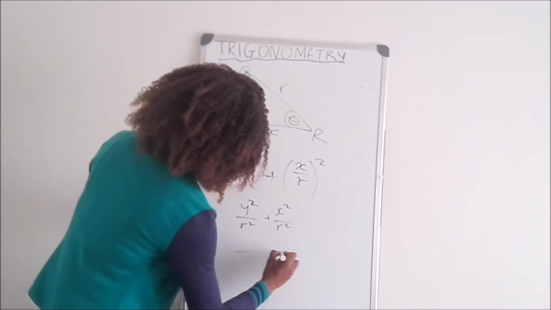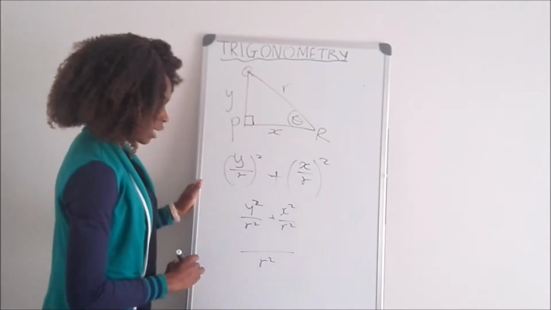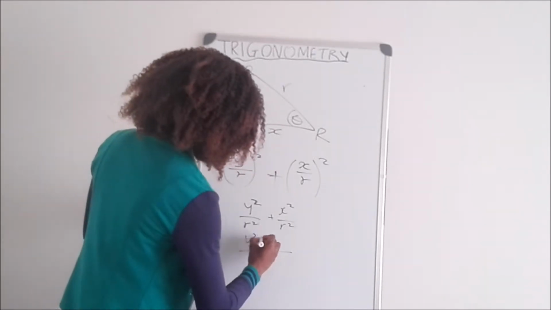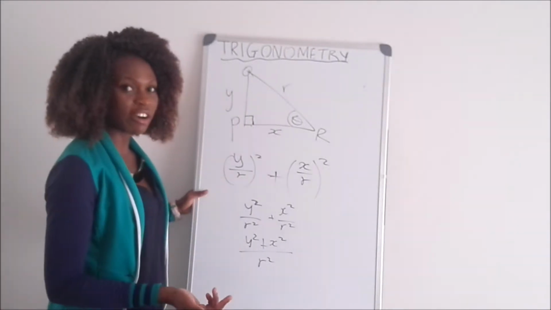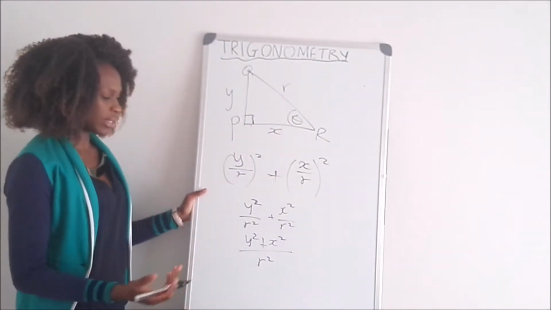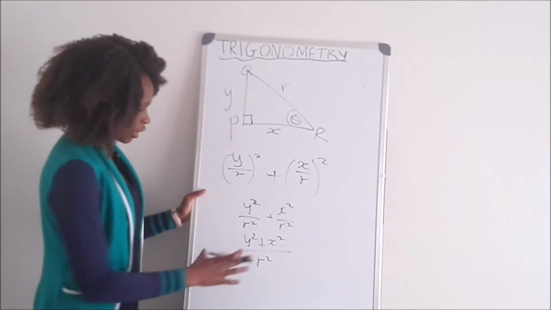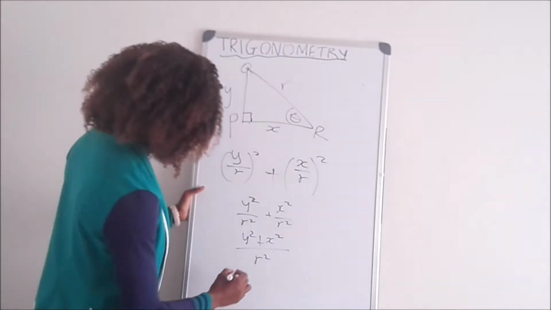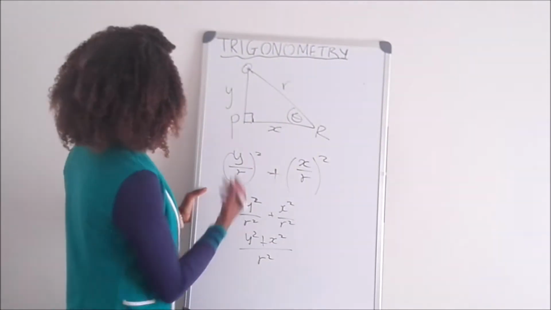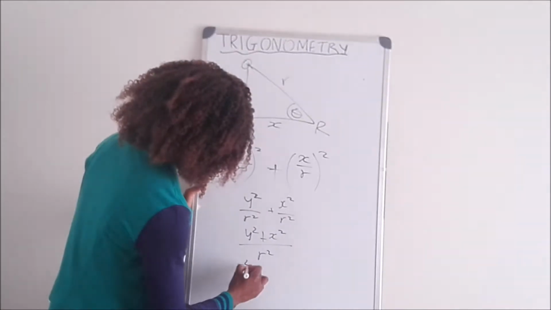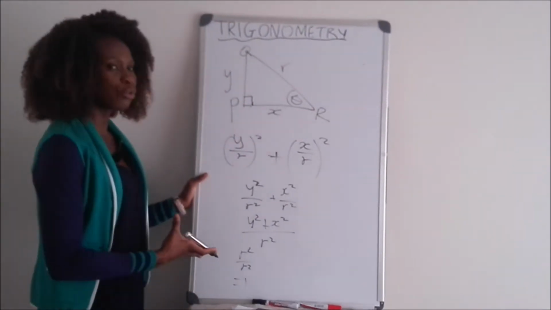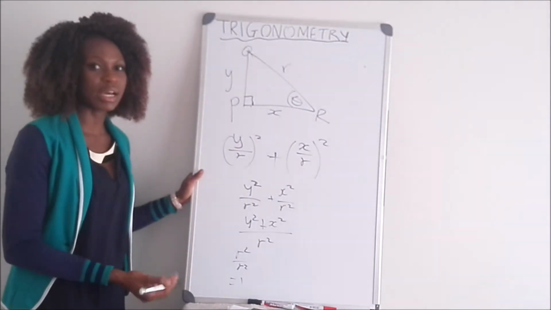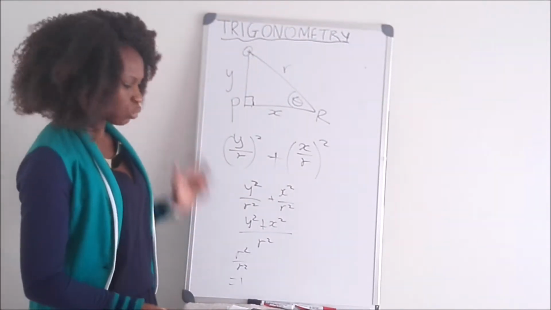Now we take the lowest common denominator, which is r squared, and the numerator is y squared plus x squared. Remember, according to the theorem of Pythagoras, r squared is equal to x squared plus y squared, so y squared plus x squared is equal to r squared. Then we have r squared divided by r squared, which gives us 1. This proves that indeed sine squared theta plus cos squared theta is equal to 1.